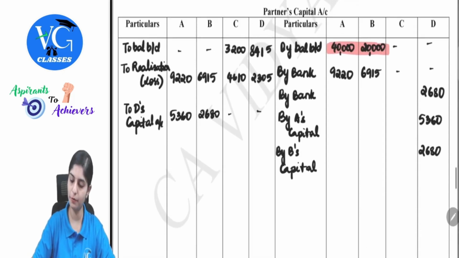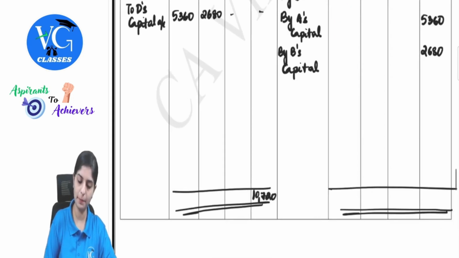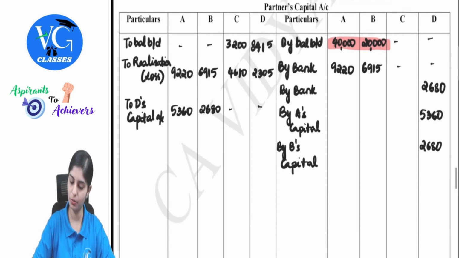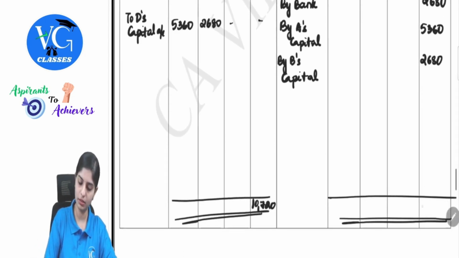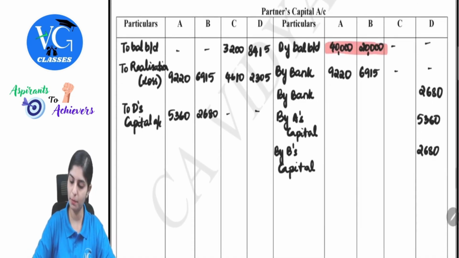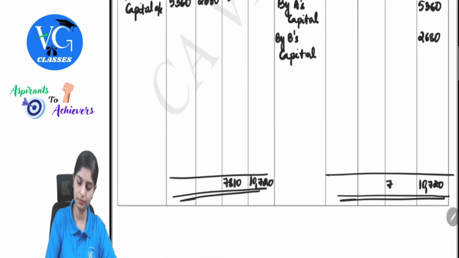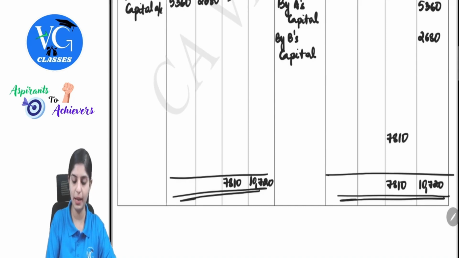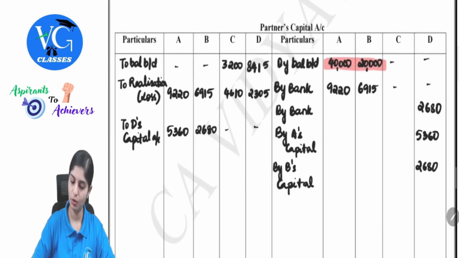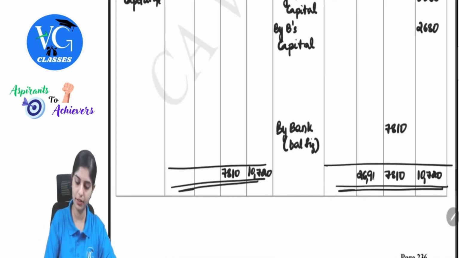First, for the insolvent partner, 8415 plus 2305, 10,720, 2680, 5360. This is 10,720. Then for C, 3,200 plus 4610, 7810. Since C has a debit balance, he has to bring in additional capital by bank, balancing figure. B, 20,000 plus 6915 is 26,915.